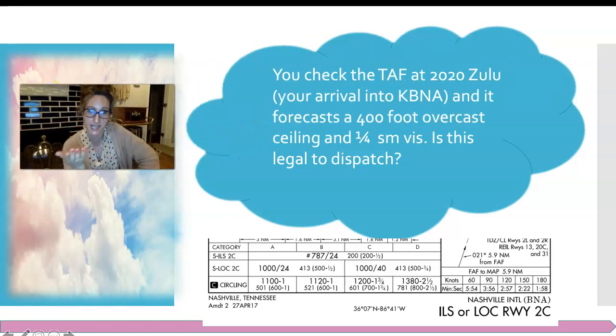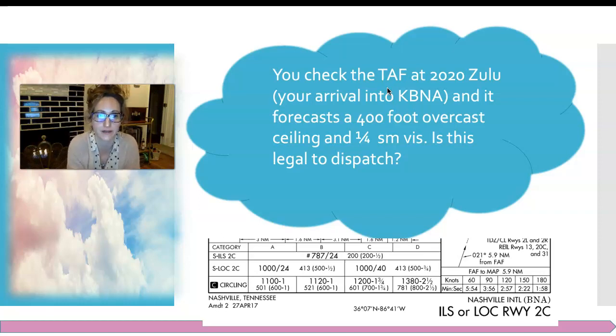So here's the same Nashville approach again. Our landing minimums for straight-in ILS is 787 feet MSL, 2,400 RVR visibility, and 200-foot decision height. So you check the TAF at 2020 Zulu. That's our arrival time into Nashville. The forecast gives you a 400-foot ceiling, and remember, ceilings are in AGL, and it gives you 1/4 statute mile visibility. Is this legal to dispatch?